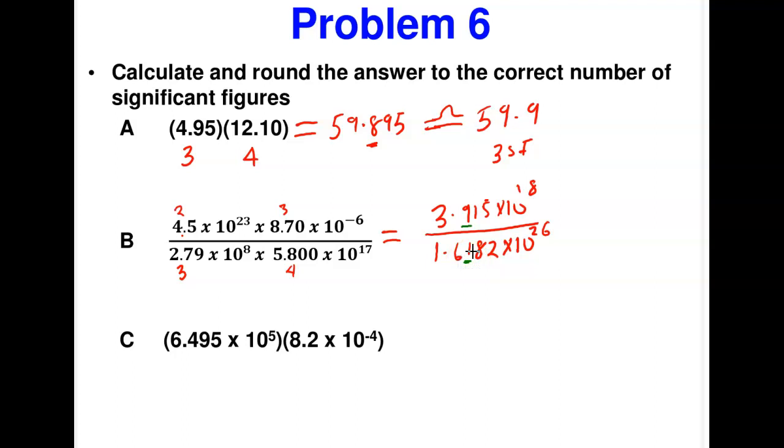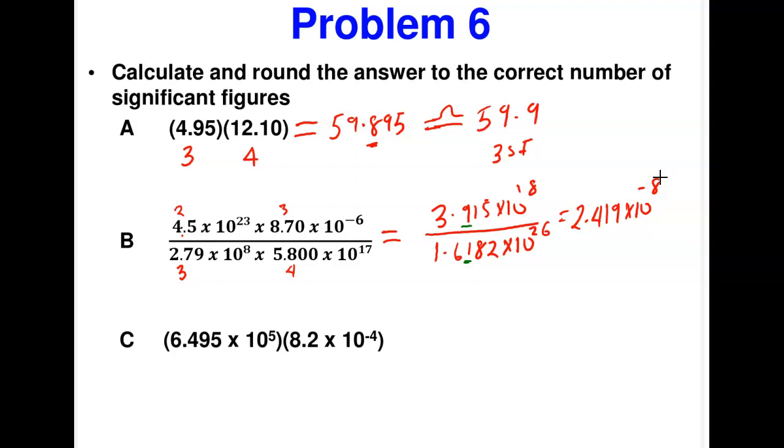You're going to take your calculator again. You're going to punch in this number, 3.915 times 10 to the power of 18, divided by 1.6182 times 10 to the power of 26. When you punch this into the calculator again, you're going to have this number. What you're going to have will be 2.419 times 10 to the power of negative 8. This is what you're going to have.